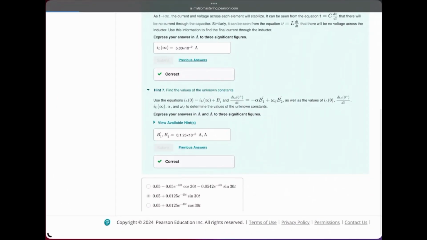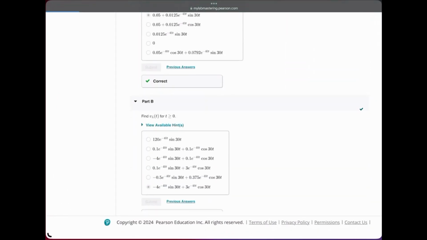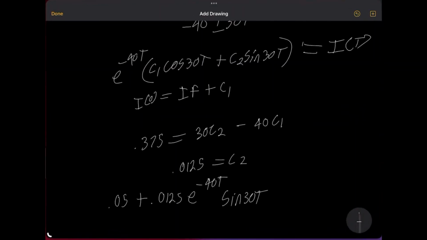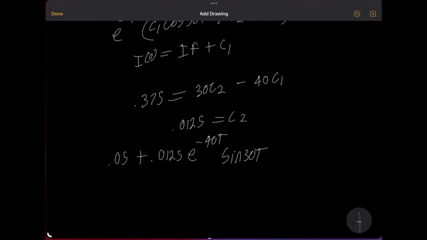So, right. And then when you find VL of t, all you're doing is, you have your answer here, which is equal to I sub t through the inductor. We know that V is equal to inductance times di dt. Find a derivative of this and multiply it by L. And you get voltage. Trust me, you will get this answer.